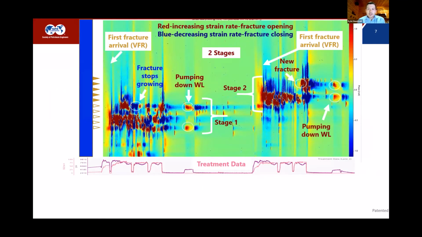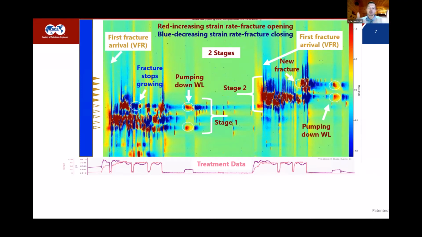So now we'll look at 2 stages of the completion, monitoring strain and sealed wellbore from the offset. This was the aha moment. This was the setup. On the left side of the image on top, we have depth increasing from top to bottom and time increasing from left to right. We're looking at 2 stages, so we can see a shift in depth.